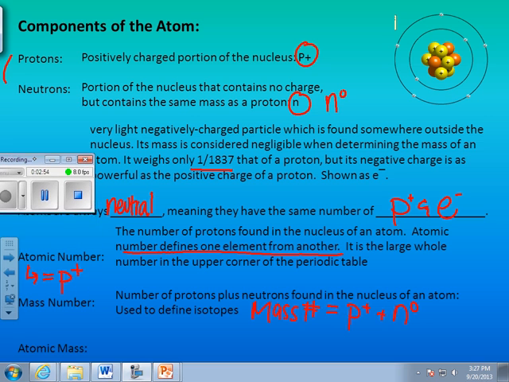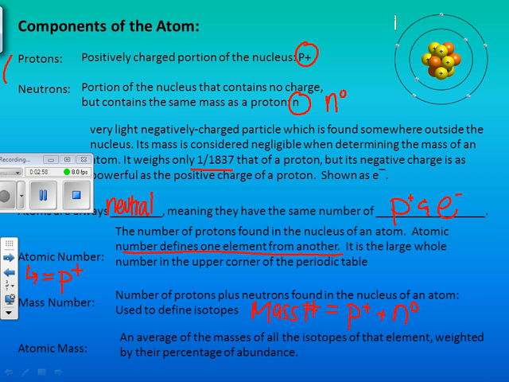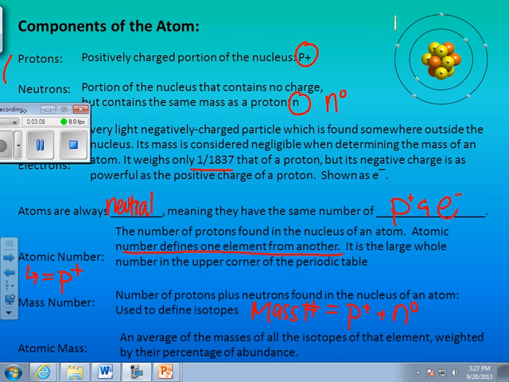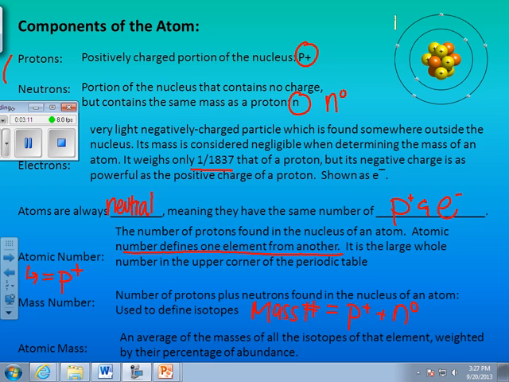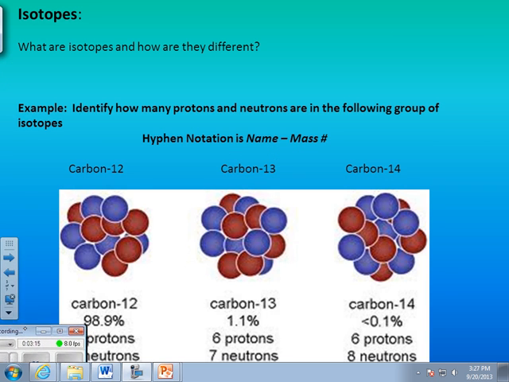And then your last one down there is your atomic mass, which is an average of all the masses of the isotopes, which we'll talk about a little more in depth in just a minute. They're weighted by how abundant they are. So those are some of your keywords you need to know about the atom. Now we're going to jump into what isotopes mean, how they work, how we figure them out, all that stuff.